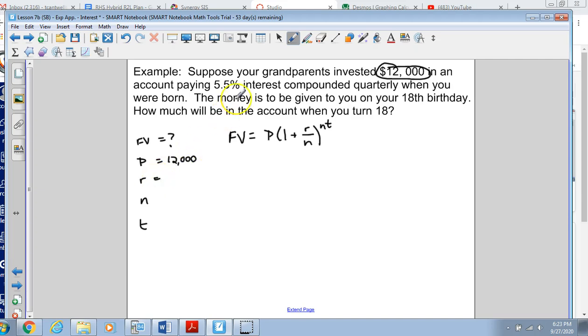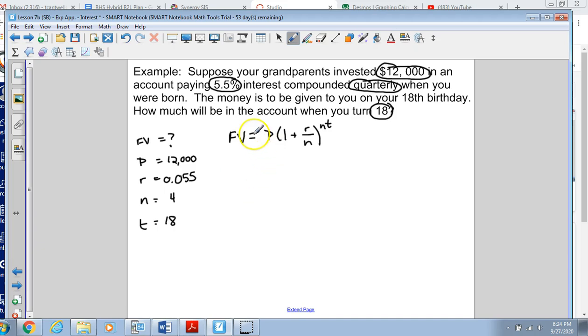R is our rate, 5.5%. But remember, as a decimal, that is 0.055. N is the number of times it's compounded. It's compounded quarterly, so N is 4 times per year. And T is how much will be in the account when you turn 18, so after 18 years.